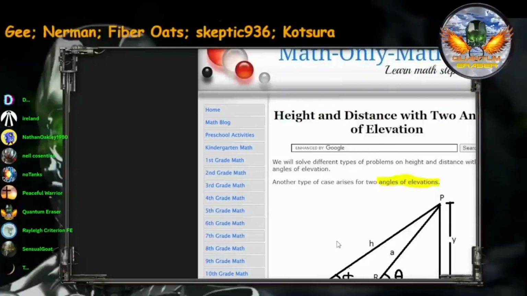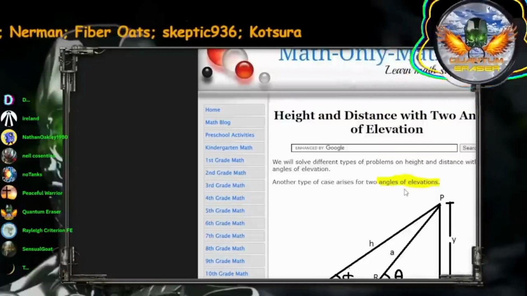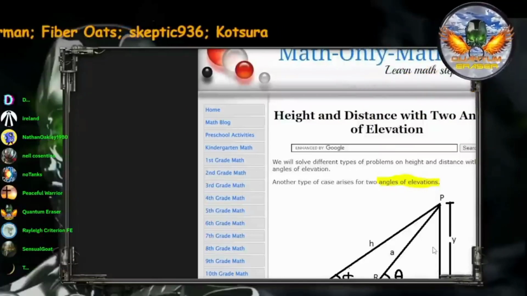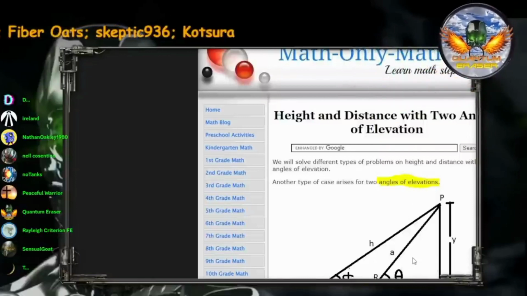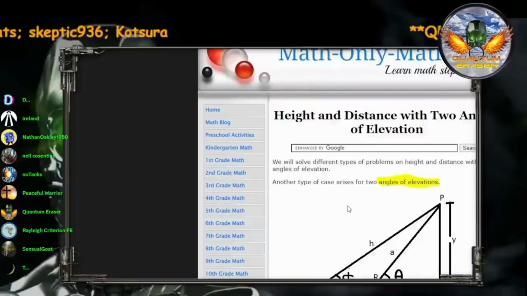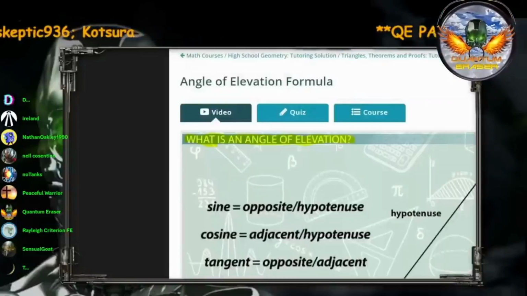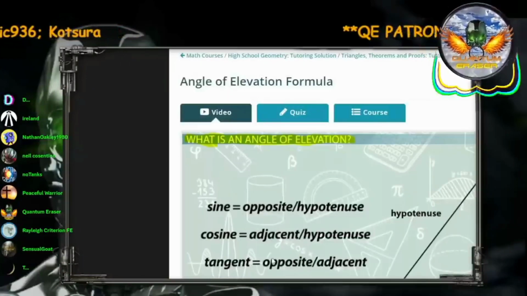Mathonlymath.com. 2 angles, again, of elevation. Look like 2 right triangles to me. This is all over. You got any more? Yeah, let's pile on some more.